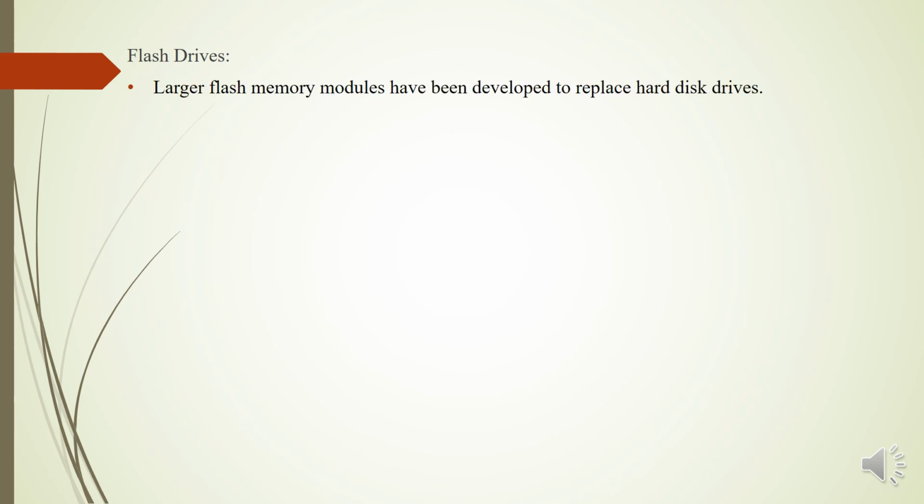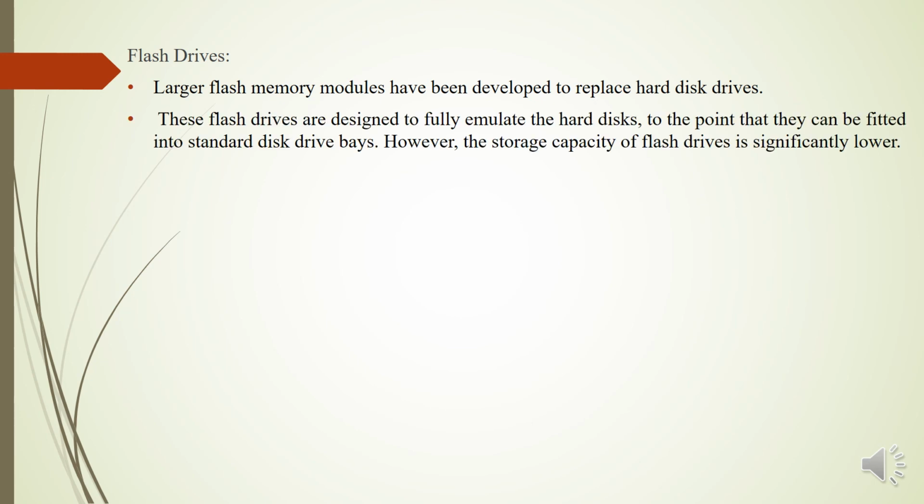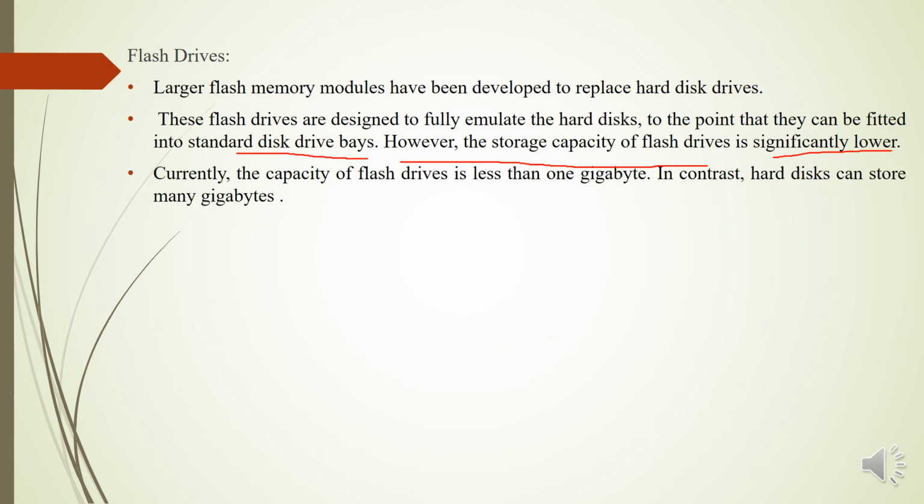Coming to flash drives. Larger flash memory modules have been developed to replace hard disk drives. These flash drives are designed to fully emulate the hard disk to the point that they can be fitted into a standard disk drive's base. However, the storage capacity of flash drives is significantly lower compared to the magnetic hard disk. Currently, the capacity of flash drives is less than 1 gigabyte, in contrast to the hard disk which can store many gigabytes of information.